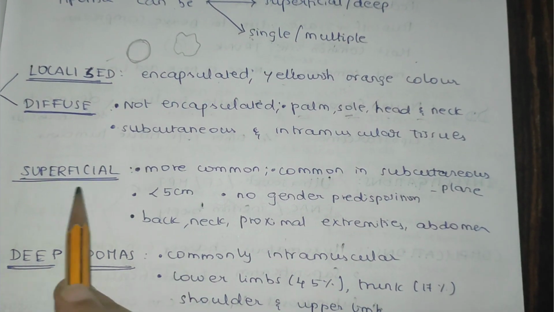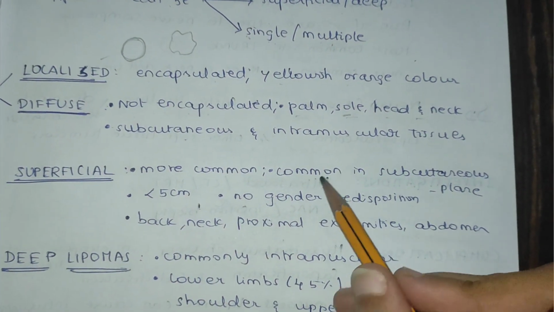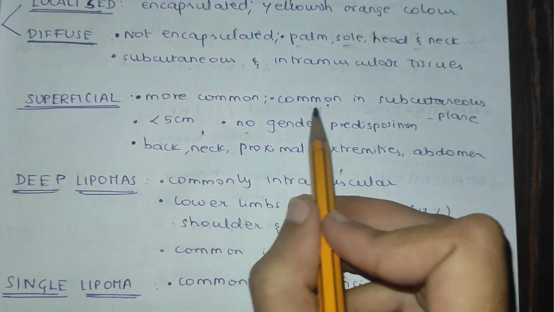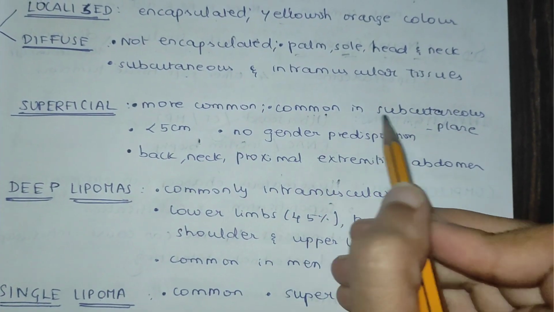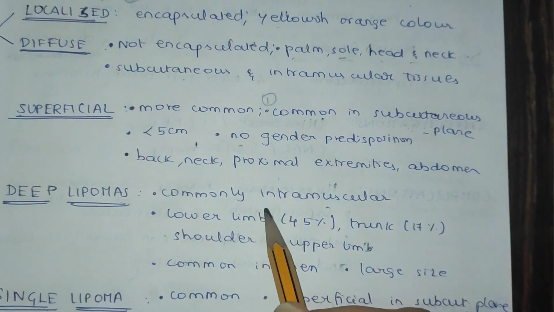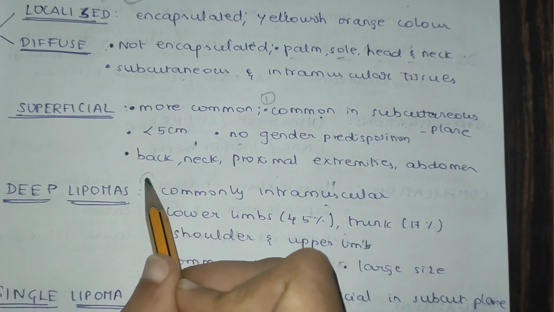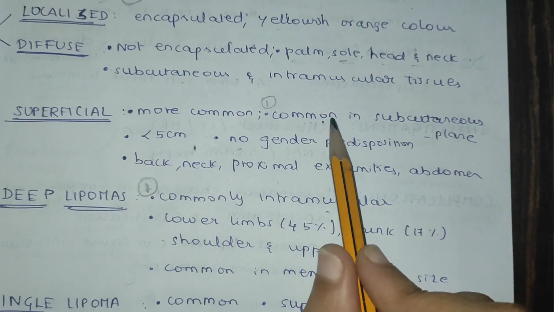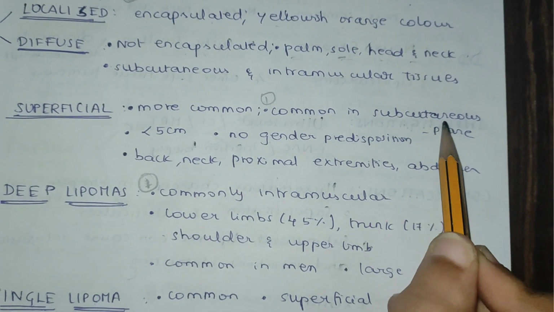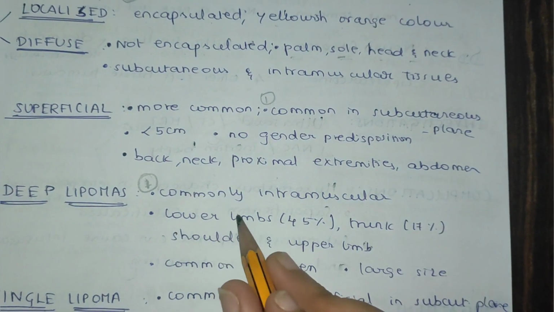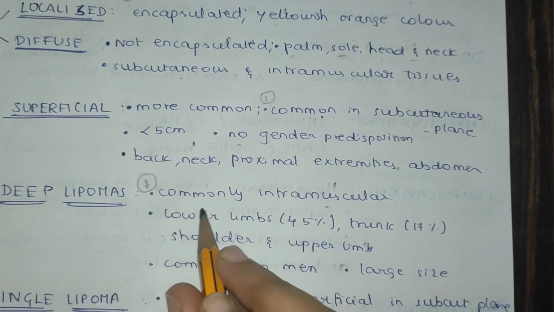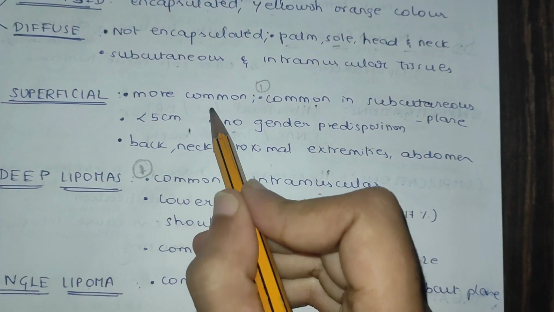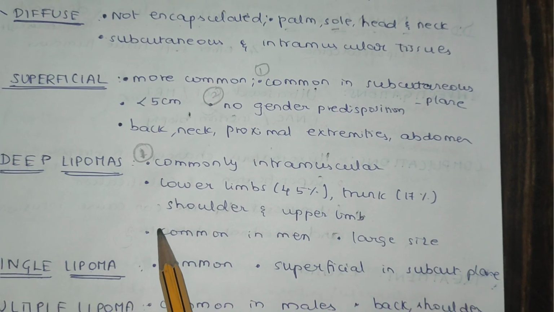And next, about the superficial ones. So first, superficial and deep lipomas. Let's make it as a comparison. So the common site is the subcutaneous plane in superficial lipoma, and here it is intramuscular. Superficial lipomas are common in the subcutaneous plane because the subcutaneous plane is the superficial one, and intramuscular is the deep one. So deep lipomas are common in the intramuscular region, and here there is no gender predisposition, and here it is common in men.